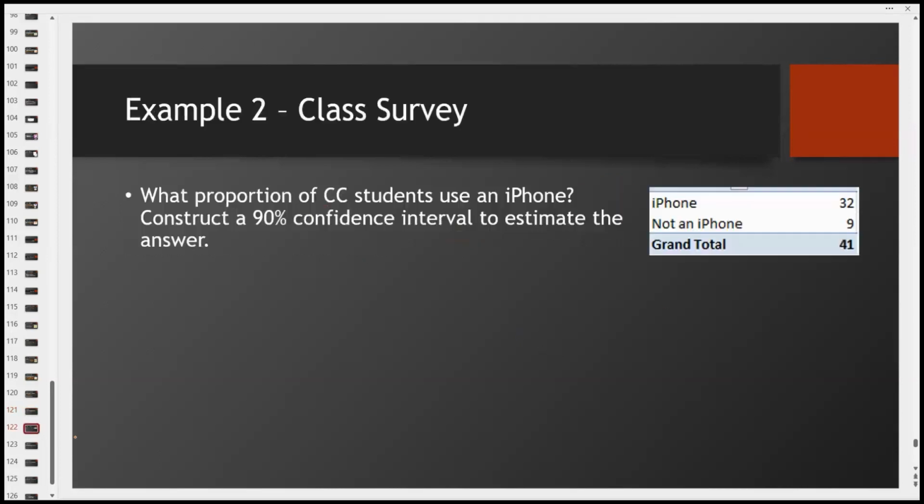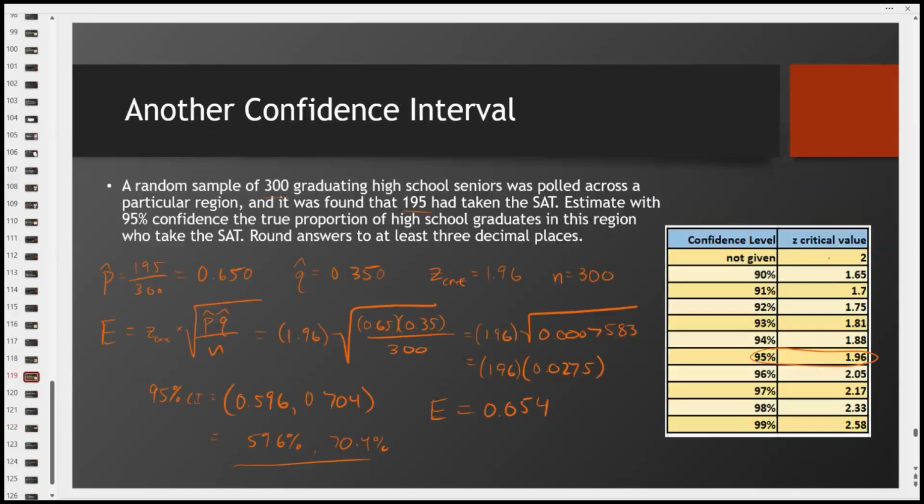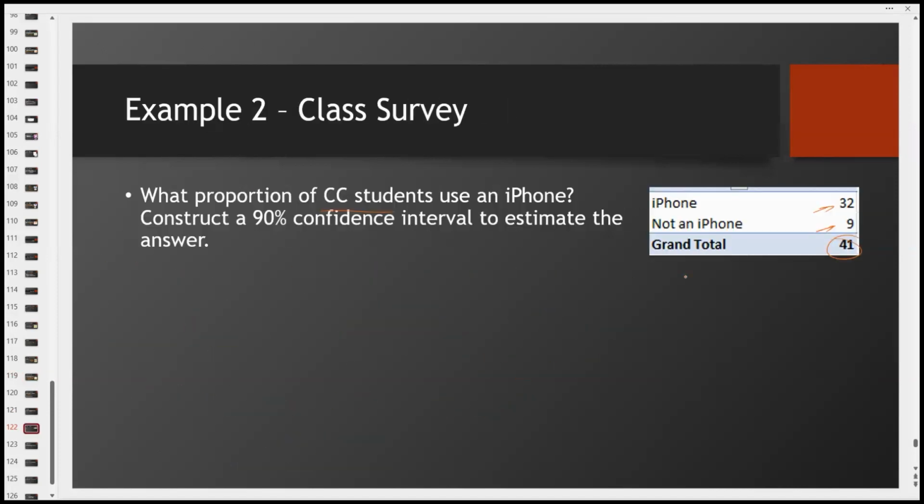Let's look at another example. This is one question that I like to use from the survey when we talk about confidence intervals for proportions. So what proportion of community college students use an iPhone? Here we have 32 said yes, 9 said no, and our sample size. If we want a 90% confidence interval, let's just go back real quick and look at this. 90% is 1.65. So our critical Z value is 1.65.